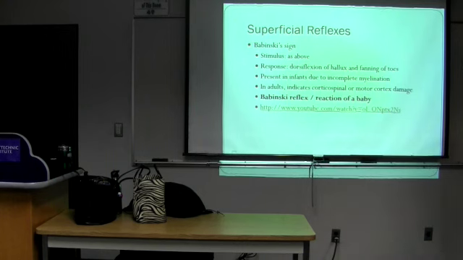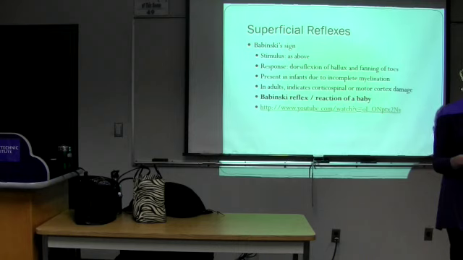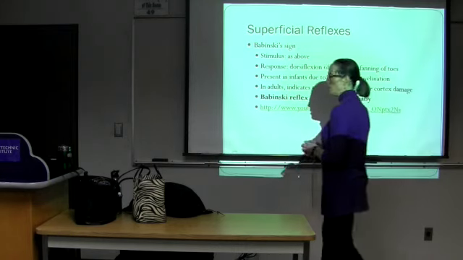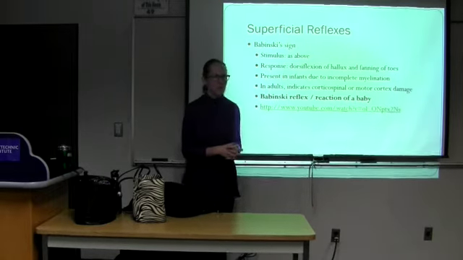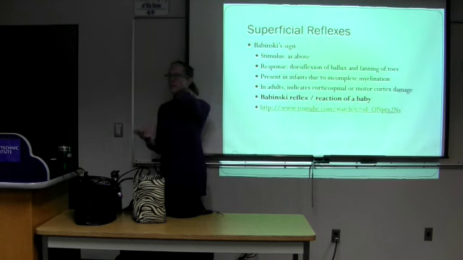Dorsiflexion of the hallux means the big toe comes up and the rest of the toes fan out. In adults, it indicates corticospinal or motor cortex damage, remember, as in brain and spinal cord. Does that make sense? And there are other superficial reflexes, obviously. This is just an example of one.